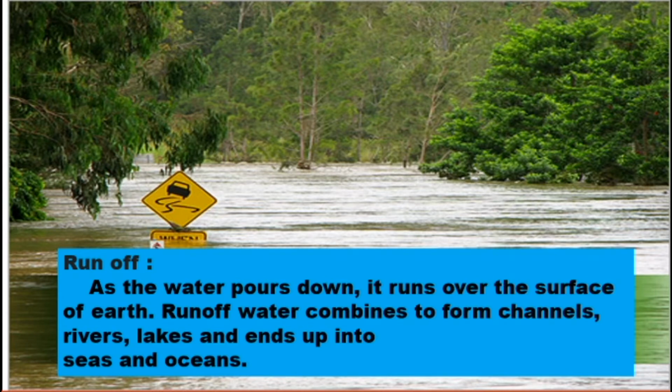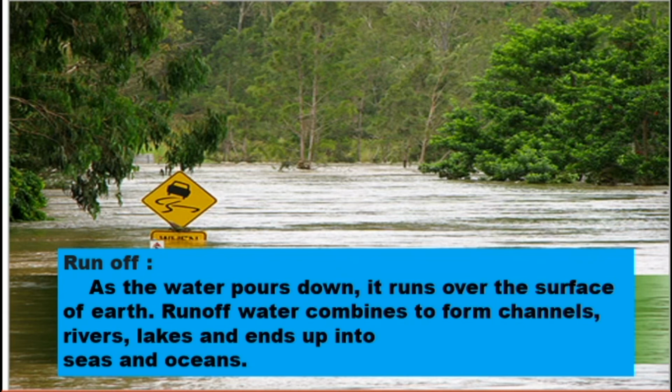Runoff. As the water pours down, it runs over the surface of the earth. Runoff water combines to form channels, rivers, lakes, and ends up in seas and oceans. What happened? The surface water moves towards the sea. During this, a good amount of water may get into the earth. That is called infiltration.